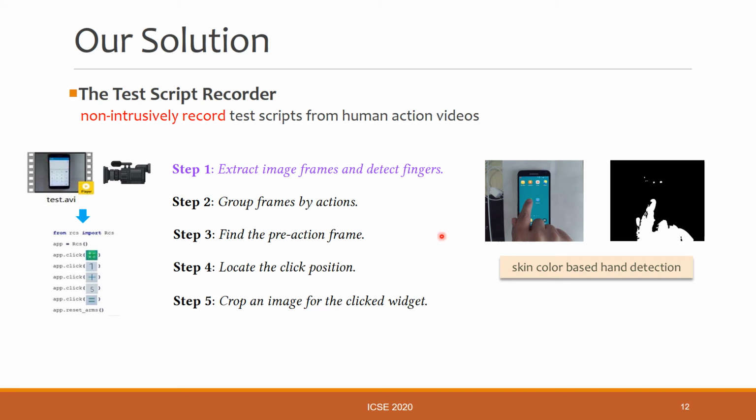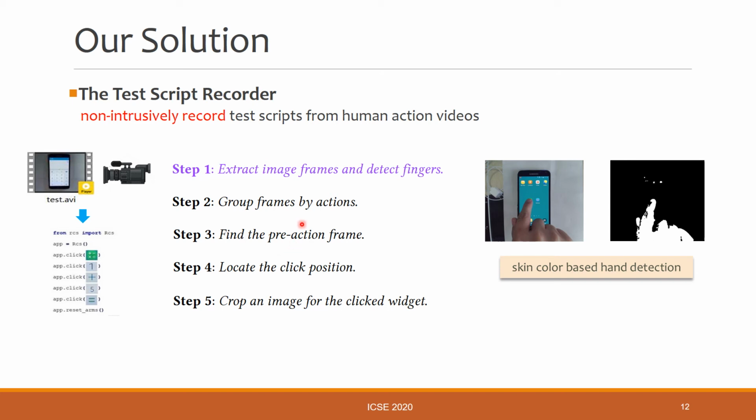In RoScript, we also introduce a test script recorder. A very interesting attribute of the recorder is that it can do non-intrusive recording. It can non-intrusively record test scripts from human action videos. So to record the test script, we firstly use a camera to take a video about human actions on the touchscreen, the finger actions on the touchscreen. Then we use several steps to turn the video into test scripts.